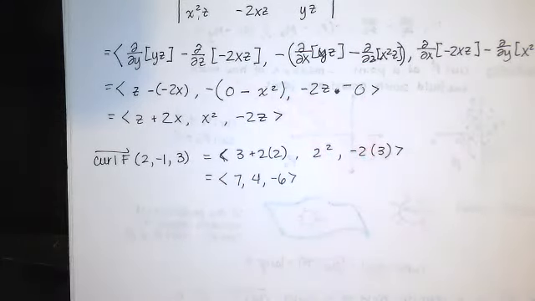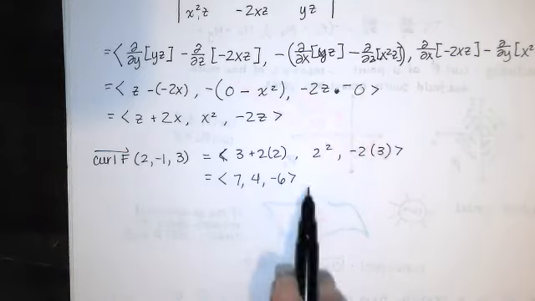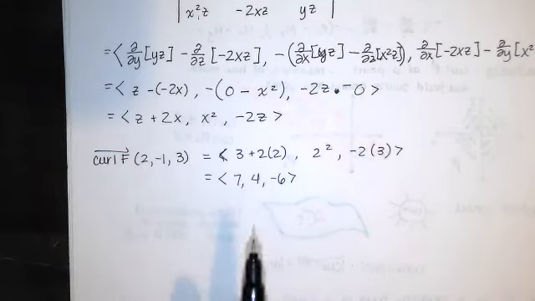So that curl is non-zero. So that means there is some rotation at that point. If this field represents the velocity of some fluid, that field has some rotation at this location. And that's the vector that's representing that rotation.